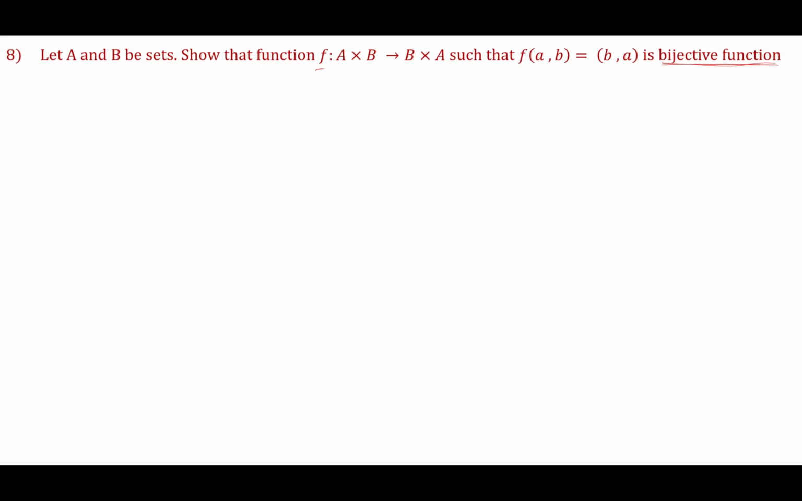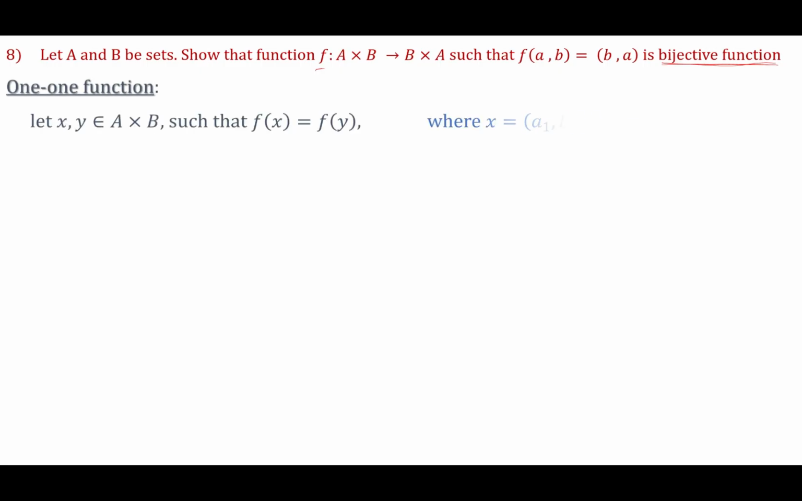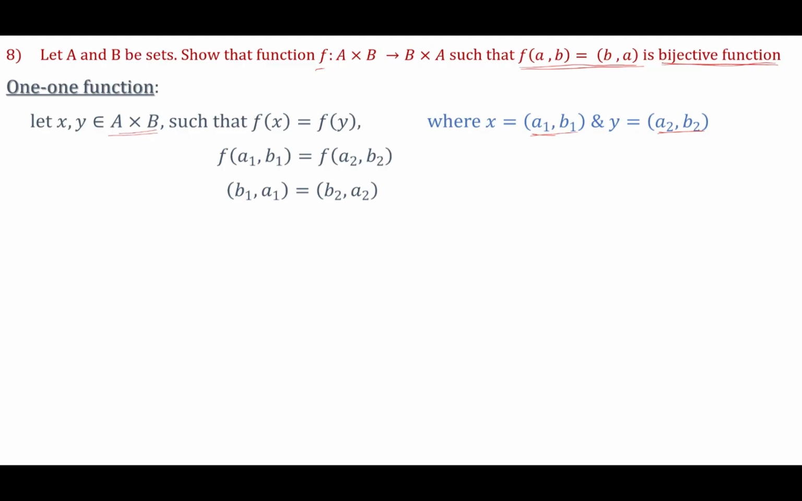Let us prove it. For 1-1 function, let x, y belong to A cross B such that f of x is equal to f of y. F of x is nothing but f of (a1, b1), which is equal to f of (a2, b2), where x is (a1, b1) and y is (a2, b2). F of (a1, b1), the definition says f of (a, b) is equal to (b, a). So it is (b1, a1). F of (a2, b2) is nothing but (b2, a2), as per the definition of the function.